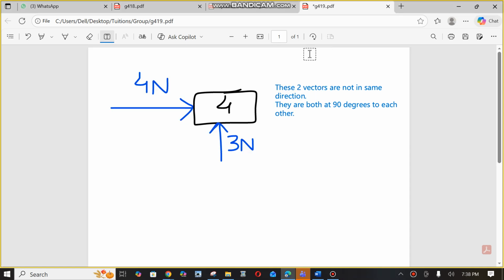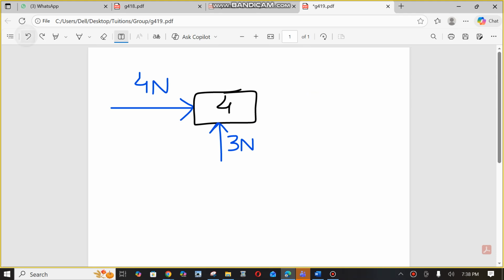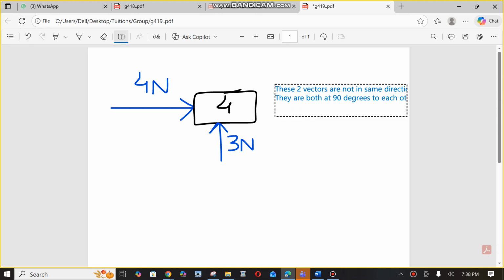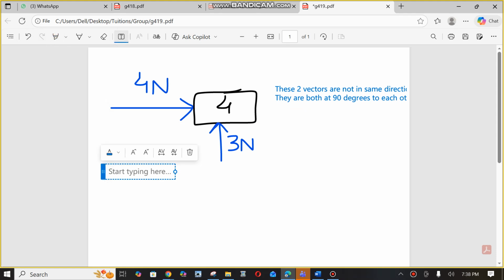In the case of vectors which are at 90 degrees to each other, perpendicular to each other, I have to use any one of two methods. They cannot simply be added or subtracted. So the first method is the mathematical method, which uses the Pythagoras theorem.